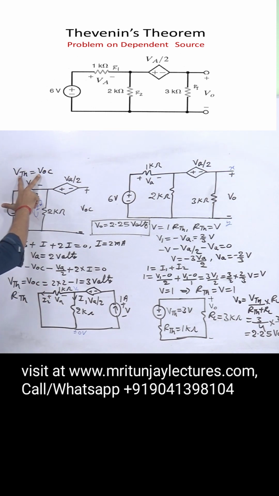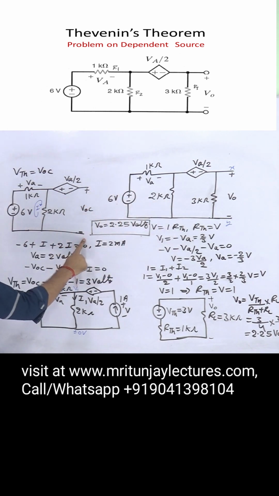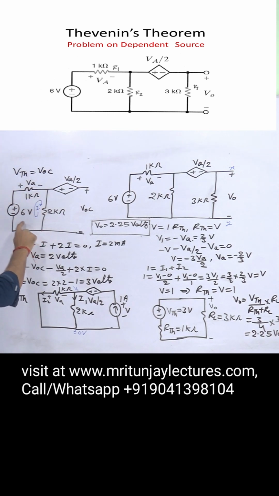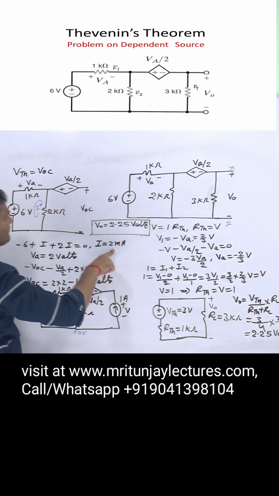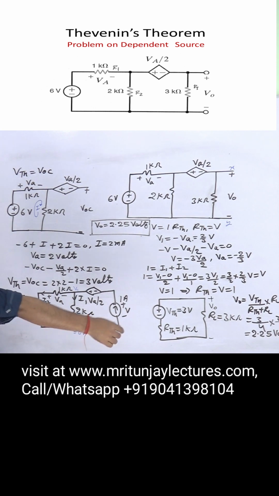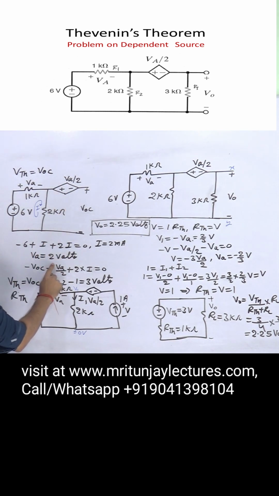VTH means V of OC. First remove this one, so this terminal is open circuit. Now apply KVL in this loop: -6 plus I plus I plus 2I is equal to 0, so I is equal to 2 milliampere. After that apply KVL in this loop: minus V of OC minus VA by 2 plus 2 into I.